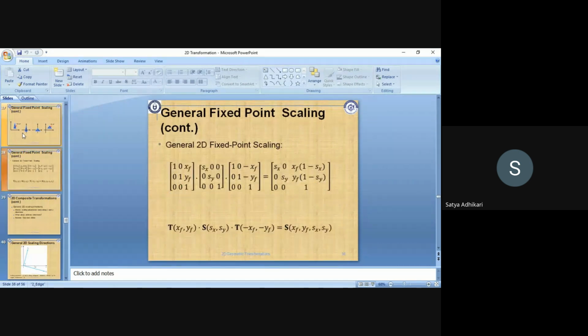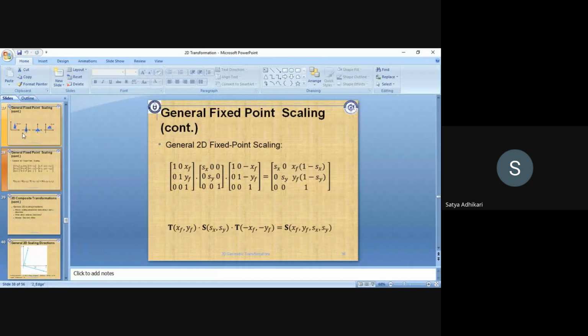So we can represent it using a matrix. You see, the first one is the translation, the second one is the scaling, and the third one is the inverse translation, minus xf, minus yf. If we multiply these three, we will get the final matrix, and you can apply it to p to get p dash.